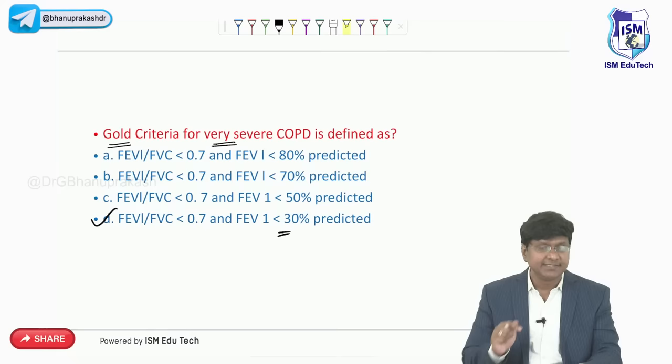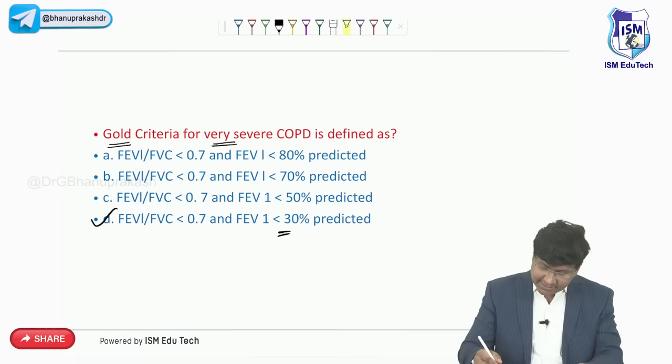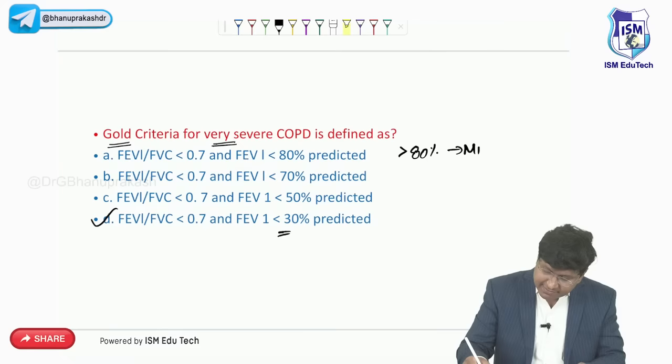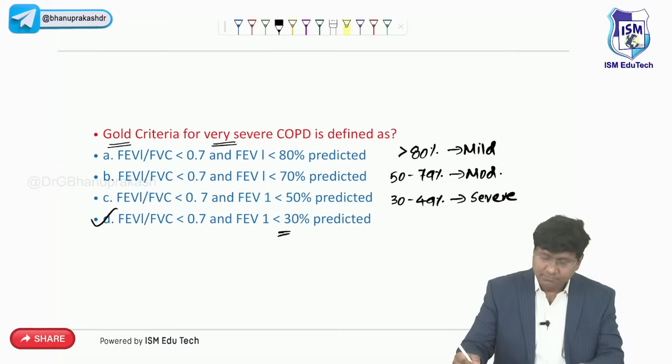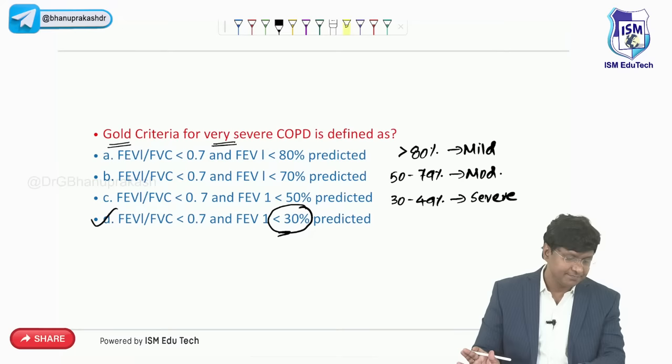And when do we call it mild? If your FEV1 percentage is more than 80%, then we call it mild. If your FEV1 percentage is 50 to 79%, we call it moderate. If your FEV1 percentage is 30 to 49%, then we call it severe. And if your FEV1 percentage is less than 30%, it is considered very severe. This is very, very important.